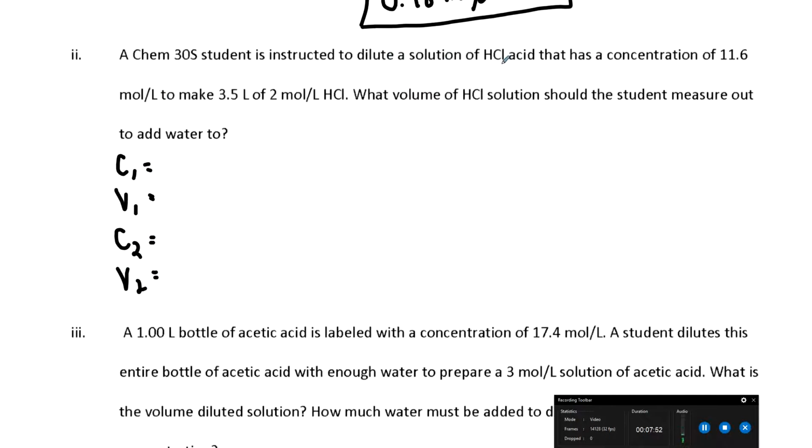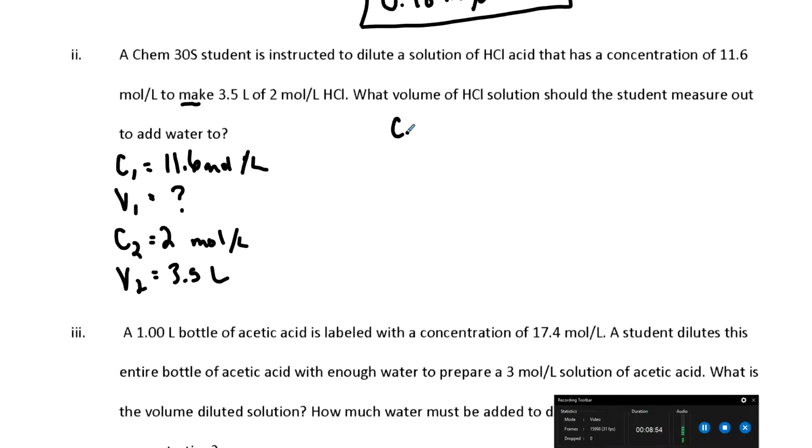Okay, so you're starting with a very concentrated acid, which is 11.6 moles per liter. And you're diluting it to make 3.5 liters, and you want the concentration to be 2 moles per liter. You would never be asked to actually dilute such a concentrated acid because that would be quite dangerous, but you might be in a situation like this where you have to prepare a solution and you need to know how much of that solution to measure out to begin with. Okay, so we're looking for the initial volume that we would need of the concentrated acid and going from there.